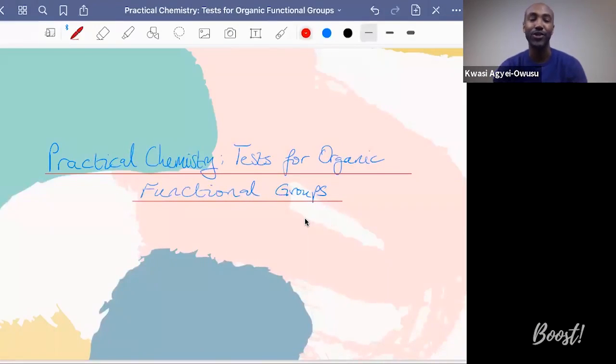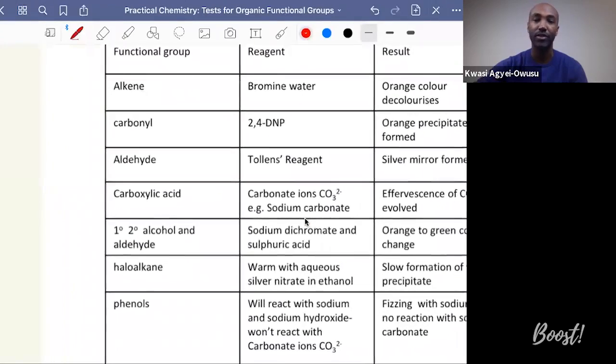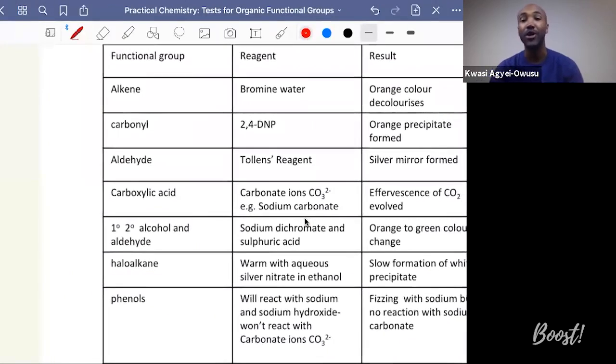Fantastic. So you should see on your screens at the minute the title page, which is Practical Chemistry and Tests for Organic Functional Groups. Of course, this session is relevant to both years of the A-level course. So we'll start with a summary of the different functional groups that you're required to know and be able to test for at A-level. So on your screens now, you should have a table looking at the key functional groups in question. If I zoom in a bit more.